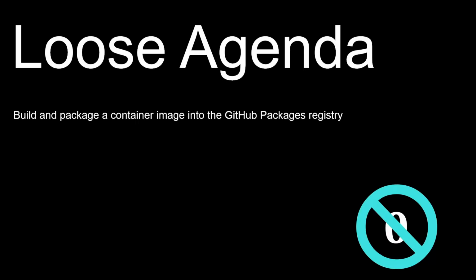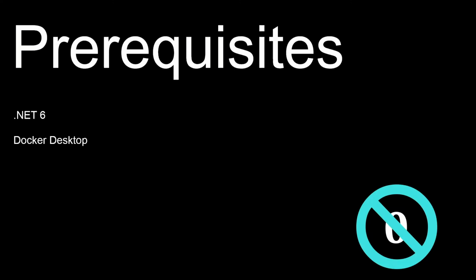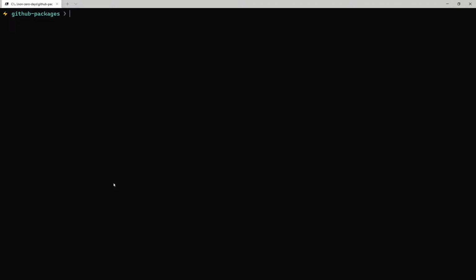Hey, today let's play with GitHub Packages as a container registry. In advance of the exercise, let's get .NET 6 installed, freshly released as of recording this video, and Docker Desktop. All right, got a new directory for today's exercise.